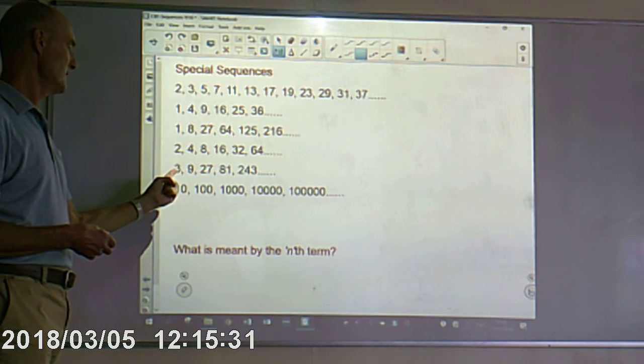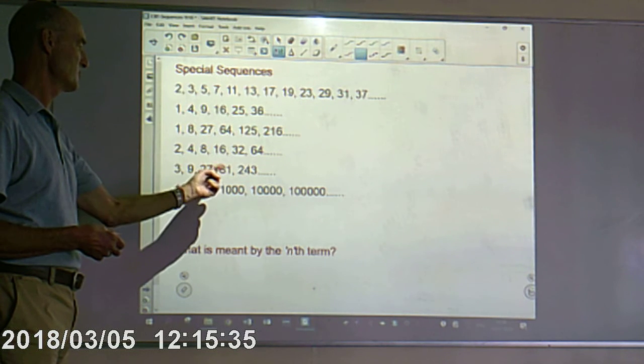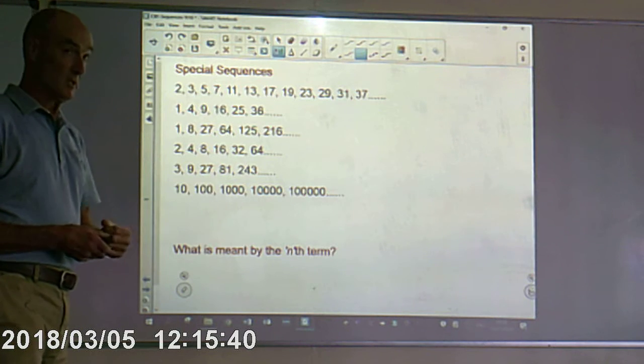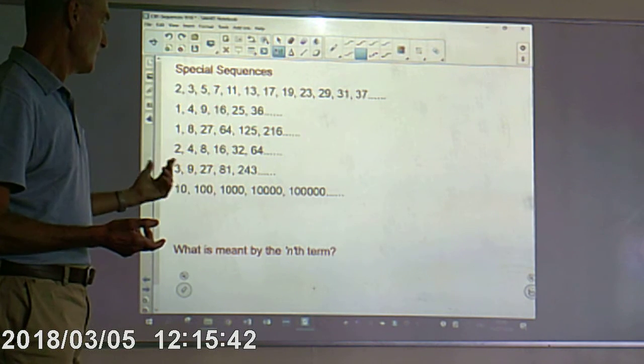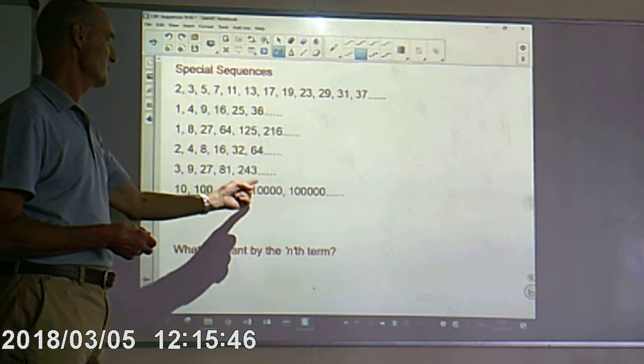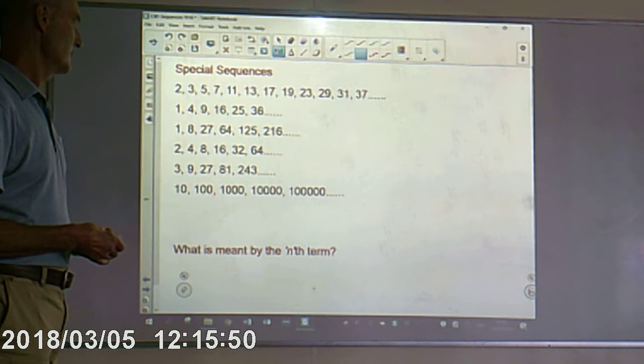Similarly, 3. 3 times 3 is 9. 3 times 9 is 27. 3 times 27 is 81. 3 times 81 is 243. So you're multiplying the previous number by 3 each time. 10, 100, 1000, 10,000. Multiplying the previous number by 10 each time.